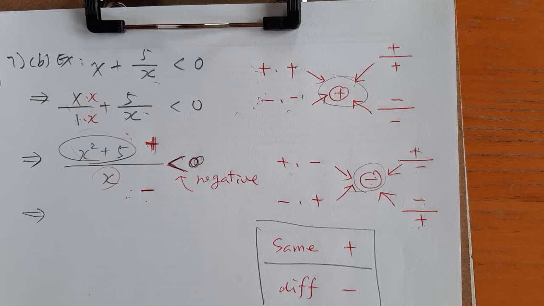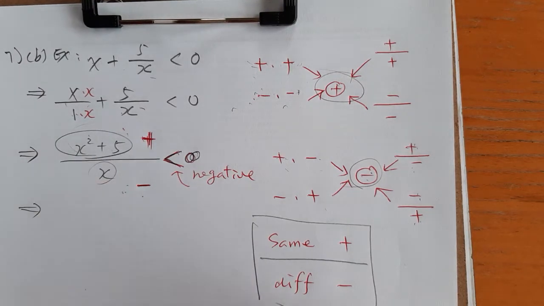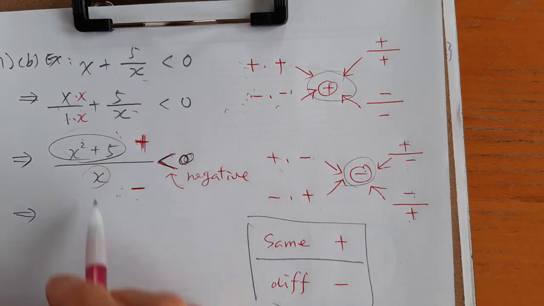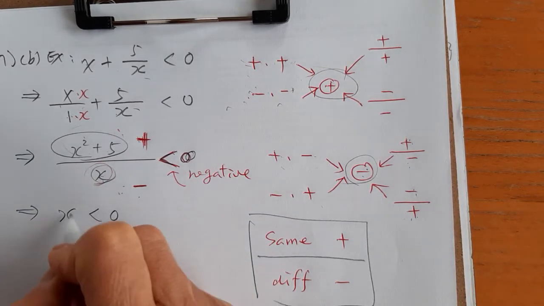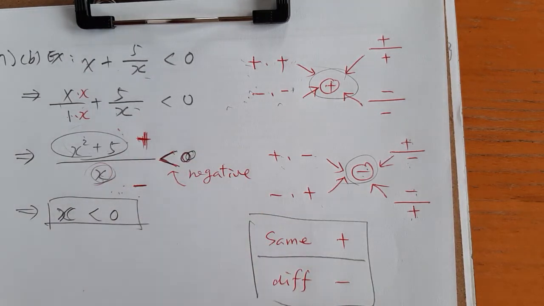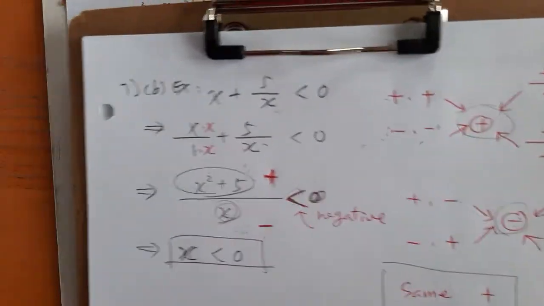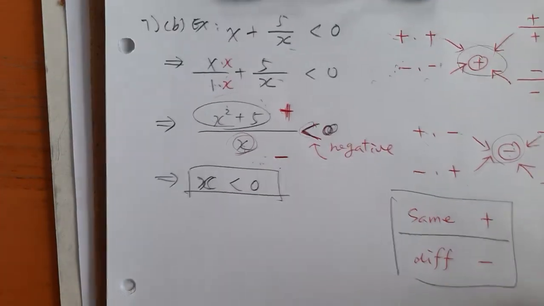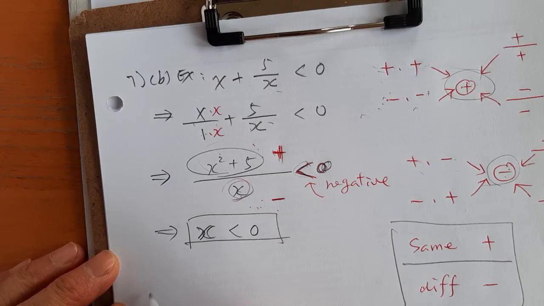They are different sign. So we already know x squared plus 5 is always positive. Therefore, the denominator should be negative, less than 0. Then the two divided, that's the solution. The two divided will be less than 0. So you can use this way to do. Question 7b, another example like this.